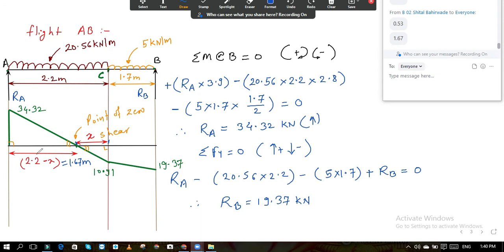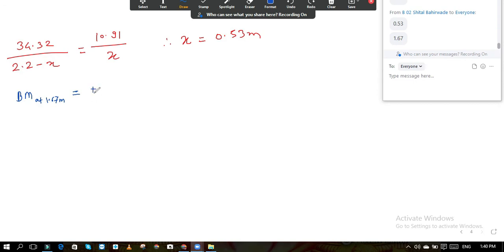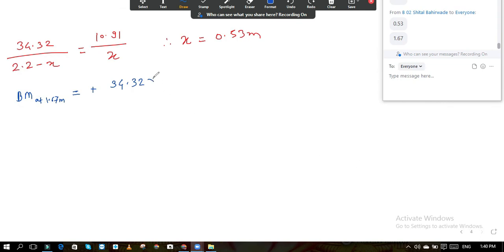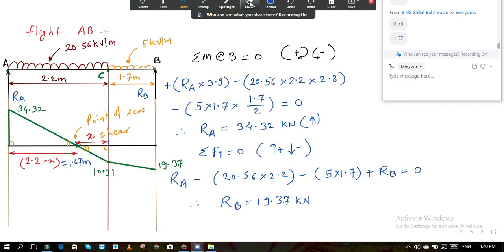So it is Ra into 1.67. Ra is moving up, so positive. Ra is 34.32. 32 or 22? 32 into 1.67 minus this UDL. Okay, this UDL we need to consider, but up to this point here.